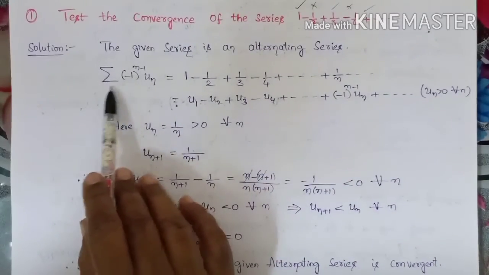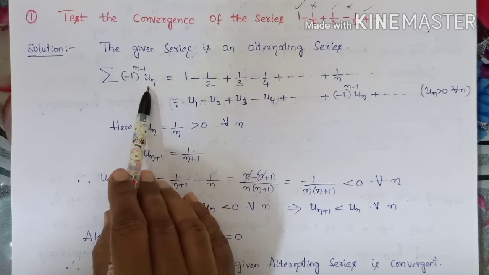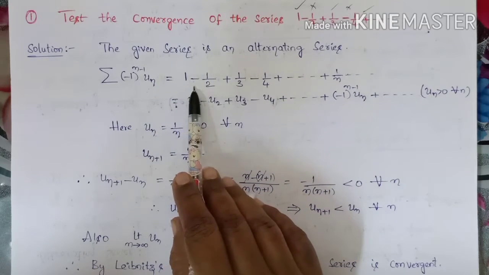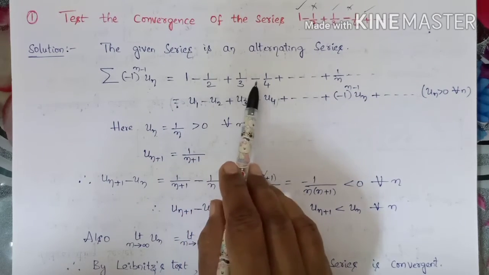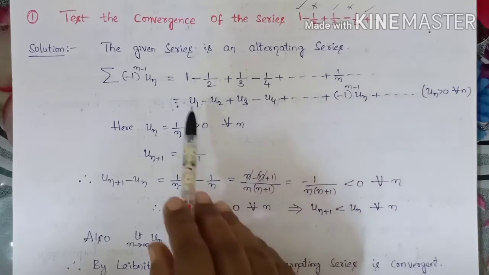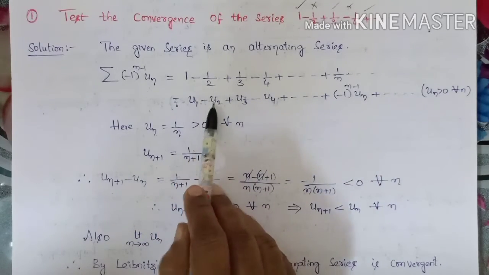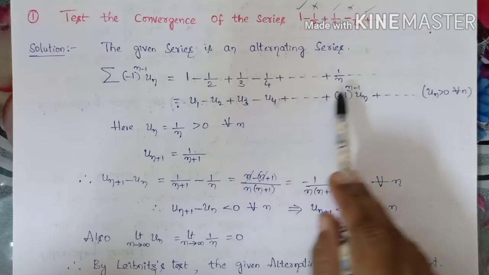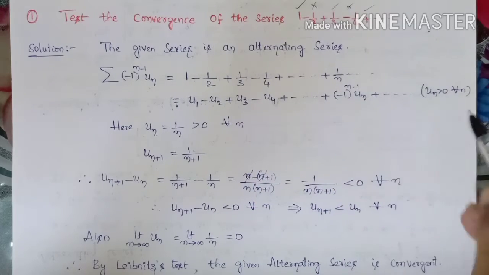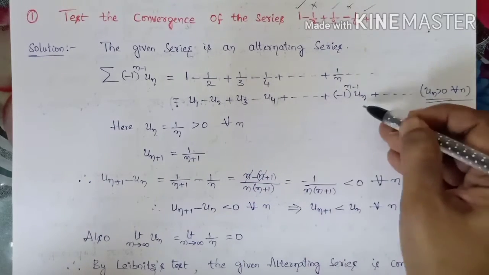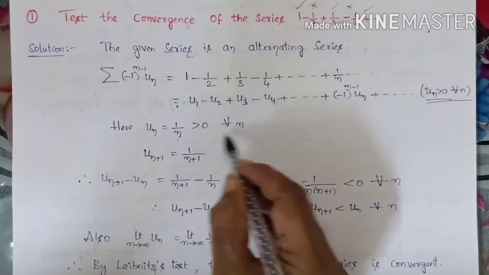We call it sigma (-1)^(n-1) un, which is equal to 1 minus 1 by 2 plus 1 by 3 minus 1 by 4 and so on. This is u1, this is u2, this is u3, this is u4 and this is un. un is positive for all n. Here un is 1 by n, which is positive for all n.